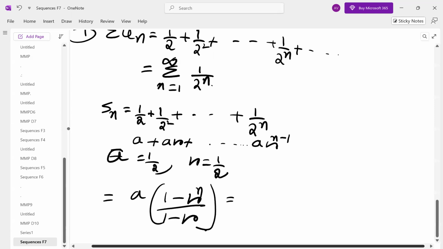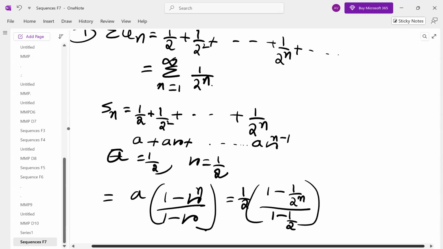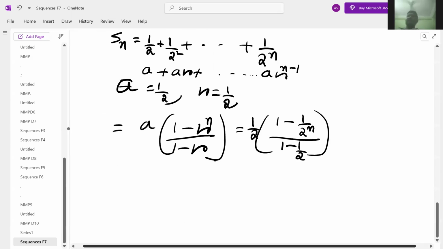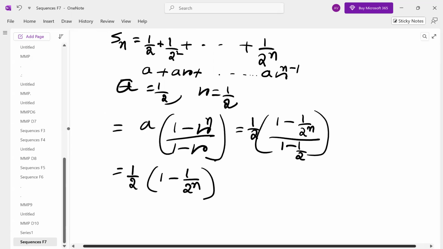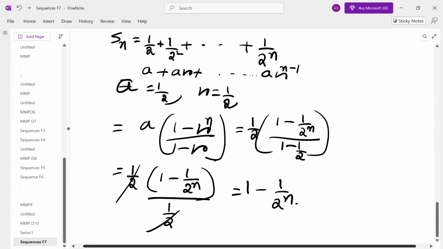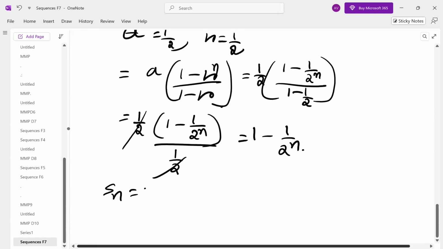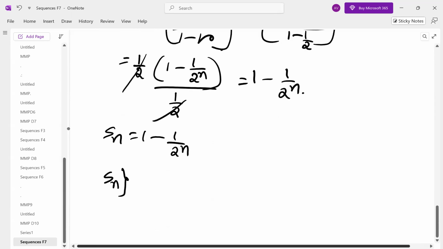Then this is 1 by 2 into 1 minus 1 by 2 power n, by 1 minus 1 by 2, which is 1 by 2. So this is 1 by 2, 1 minus 1 by 2 power n, by 1 by 2. Cancels. So Sn is 1 minus 1 by 2 power n. Now we want to know whether this sequence whose nth term is this is convergent or not.